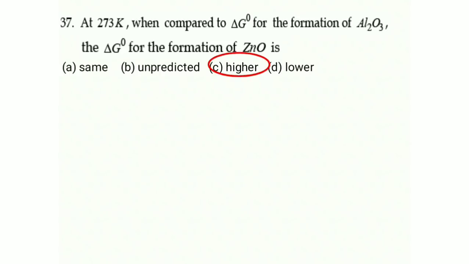37. At 273 Kelvin, when compared to delta G naught for the formation of Al2O3, delta G naught for the formation of ZnO. Just you have to remember the Ellingham diagram. ZnO is above, Al2O3 is below. Above means it is going up towards 0. Nothing but you can say when compared to delta G naught of the formation of Al2O3, delta G naught of ZnO is definitely higher, remember, higher. So C is the answer.